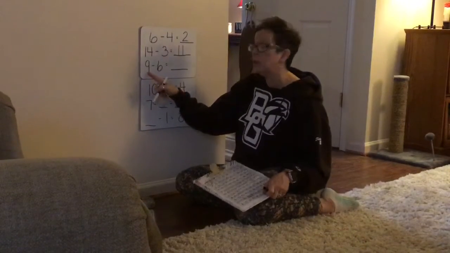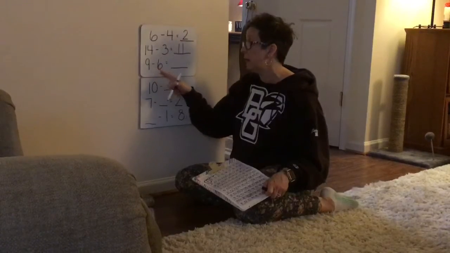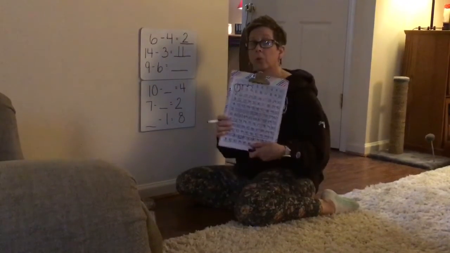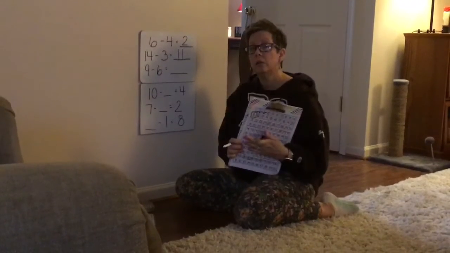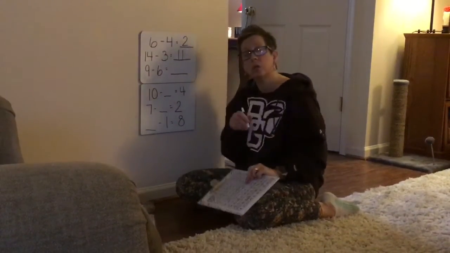So the final one here, you're going to do this yourself. So on your whiteboard, you're going to write 9 minus 6 equals. Pull out your number grid, do the work, and write it onto your dry erase board.